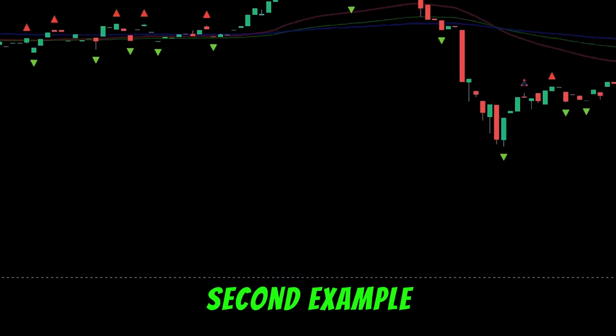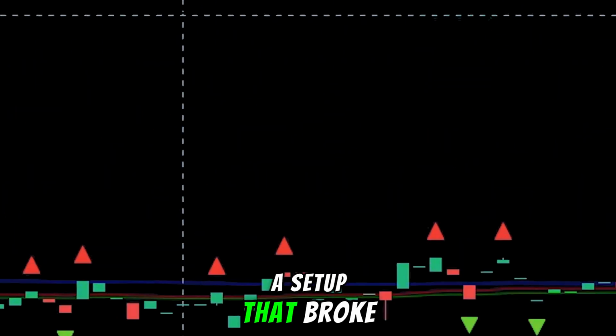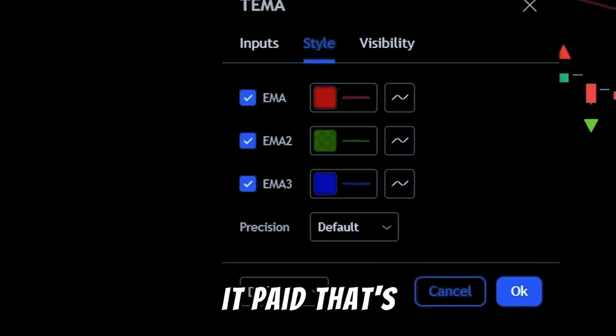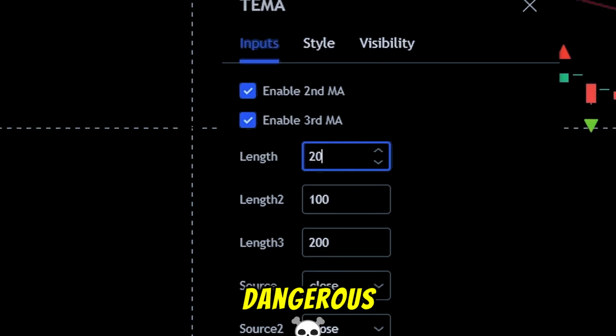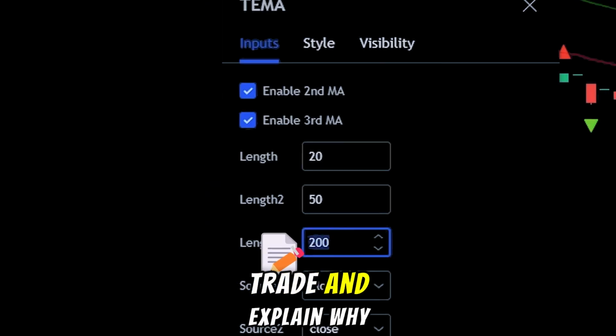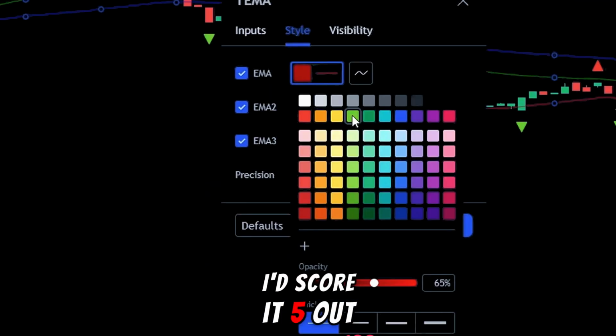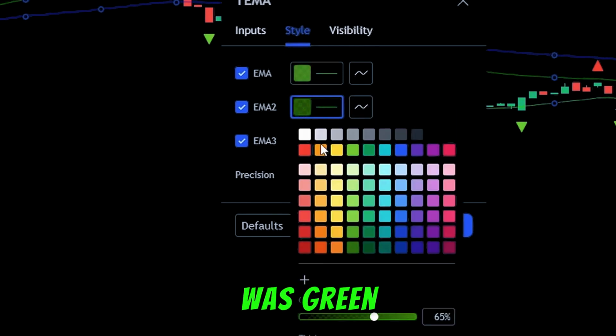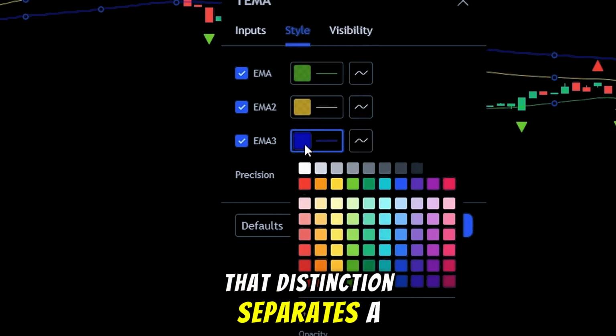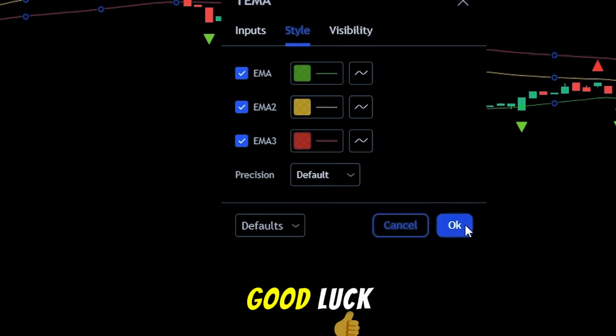Stay to the second example, because there I took a setup that broke one of my own rules. It paid. That's exactly why it's dangerous. I'll show you the trade and explain why I'd score it 5 out of 10, even though it was green. That distinction separates a trader from a gambler with good luck.